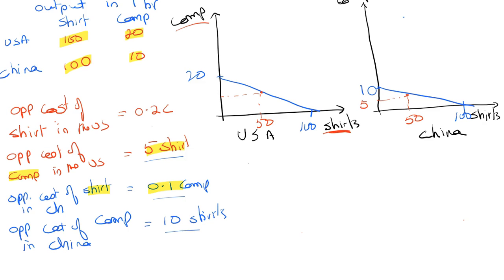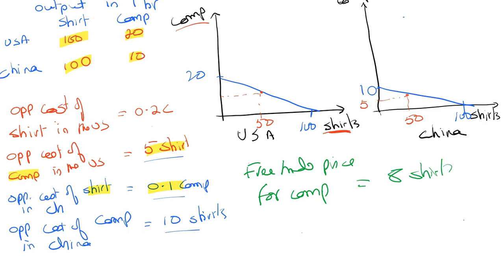So let's say that the world price, or the free trade price, of computers in the international markets is 8 shirts. This is acceptable to both countries for trade to take place. US can export computers for more than what they get domestically, and Chinese consumers will import computers because they can get it for less than what they can get domestically.